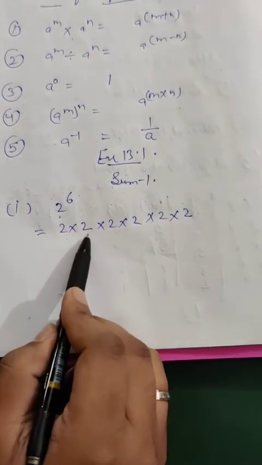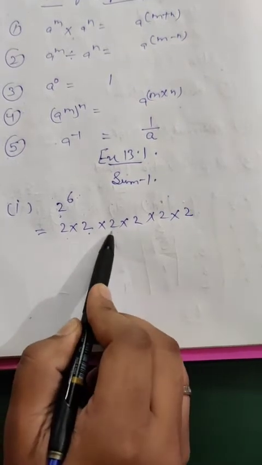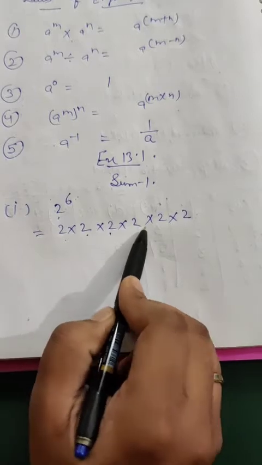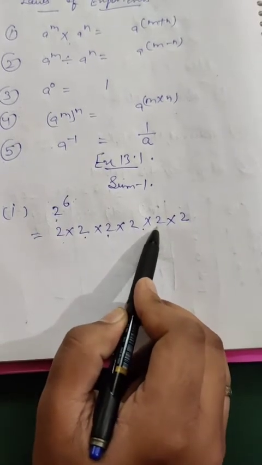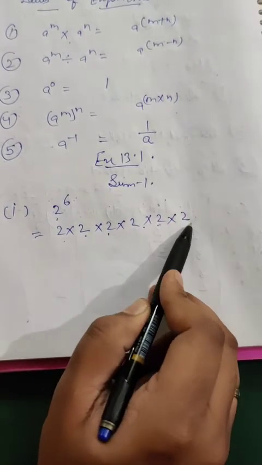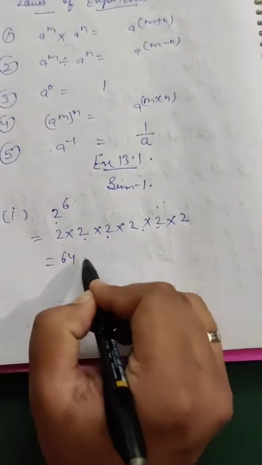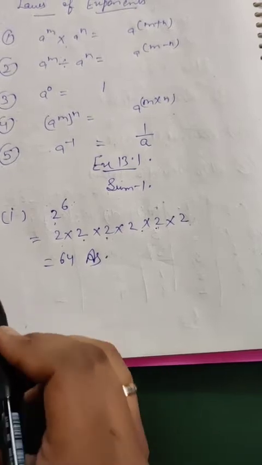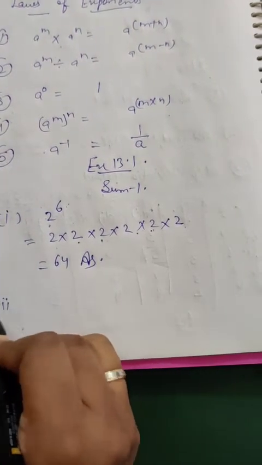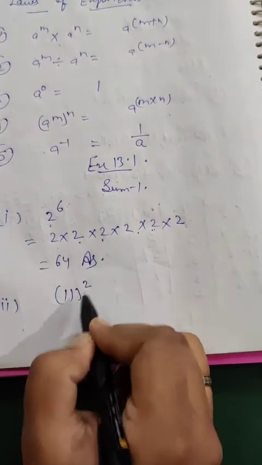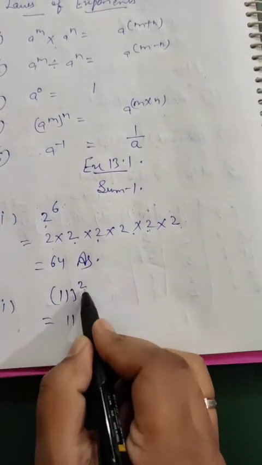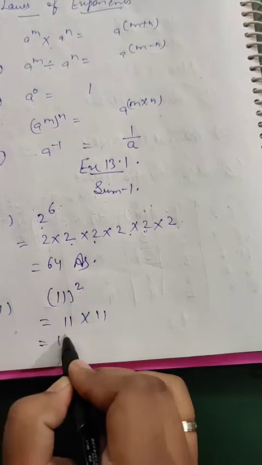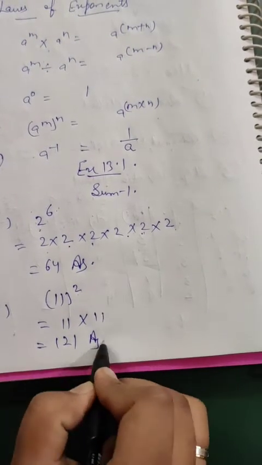So 2 multiply 2, that is 4. 4 multiply 2, that is 8. 8 multiply 2, that is 16. 16 multiply 2, that is 32. And 32 multiply 2, that is 64. So 2 raised to the power 6 can be written as 64. Now third part, here it is 11 raised to the power 2, which means we have to multiply 11 two times. So 11 multiply 11, that is 11 square, that is 121 is the answer.